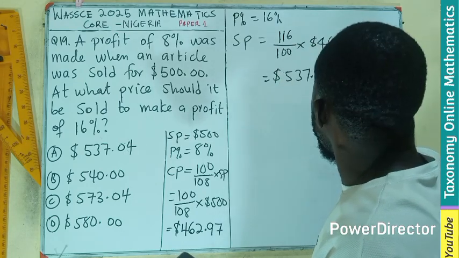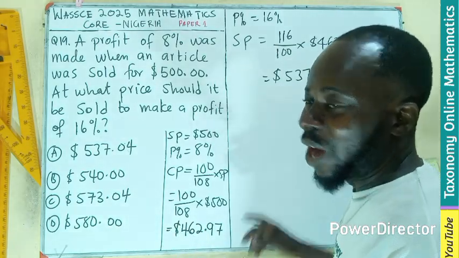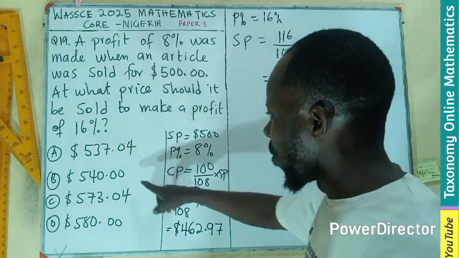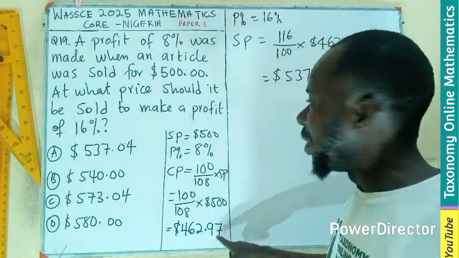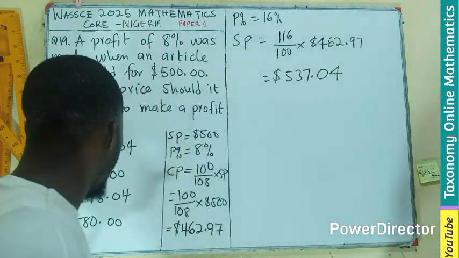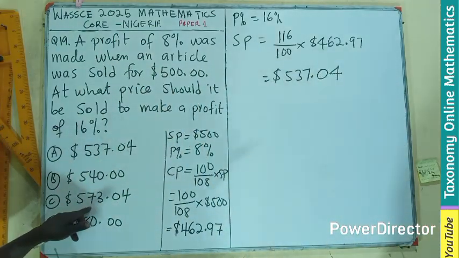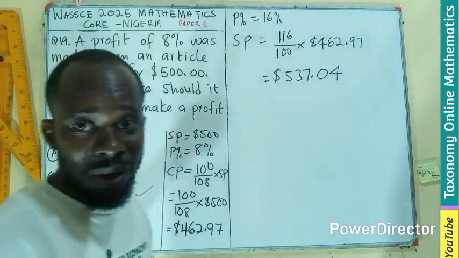537.04, it is 537.045, but I'll be taking this because the answers are in this form. Because the approximation here will increase this one also. So we can pick that and check the options that will best fit, and that will be the option C. This is not the only way we can solve it.